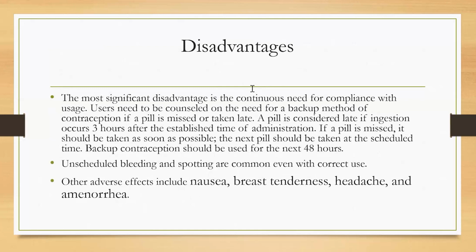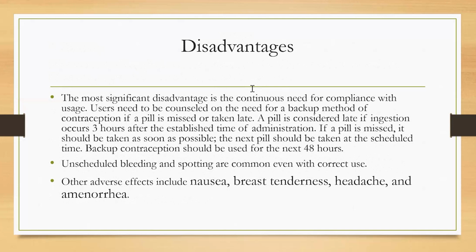The most significant disadvantage is the continuous need for compliance with usage. You choose a specific time when you'll be taking the medication, and you should never be more than 3 hours late. Otherwise, if you are more than 3 hours past the usual time of taking the contraception, you are unsafe for the next 48 hours, and you'll need to use another secondary method when you are intimate. Also, it can bring unscheduled bleeding and spotting.